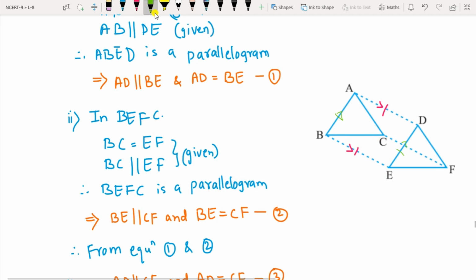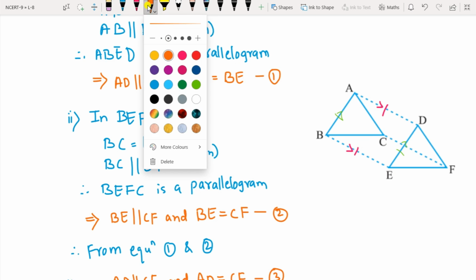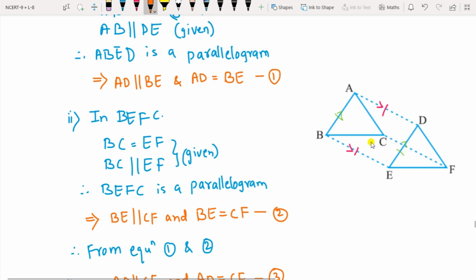Now in BEFC here, BC is equal to EF, and it is also parallel. BC is parallel to EF, therefore it is a parallelogram.